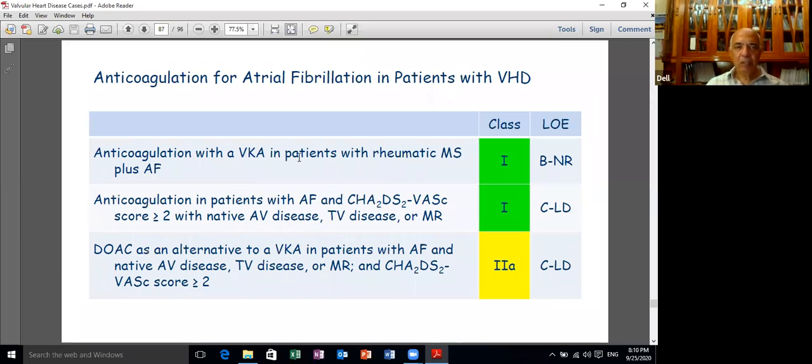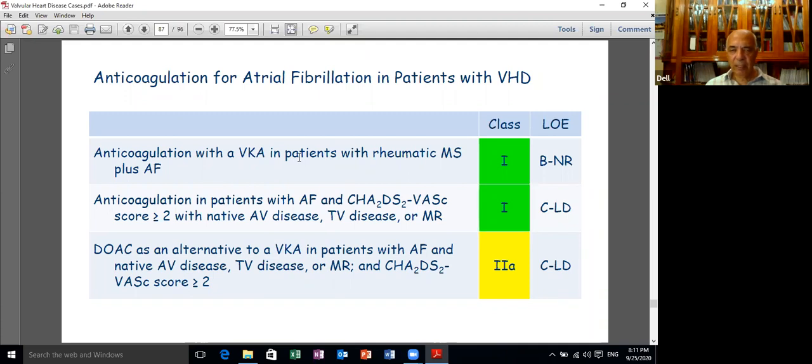Now, what about the anticoagulation for patients with valvular heart disease in association with atrial fibrillation? A class 1 indication: rheumatic mitral stenosis of moderate or severe degree or very severe degree. So if you have rheumatic mitral stenosis that's severe, valve area below 1.5, remember the guideline doesn't indicate for mitral stenosis in particular what's moderate severity. The guidelines indicate that if you have a mitral valve area of 1.5 square centimeter or less, it's severe. If it's less than 1 square centimeter, then it's very severe.